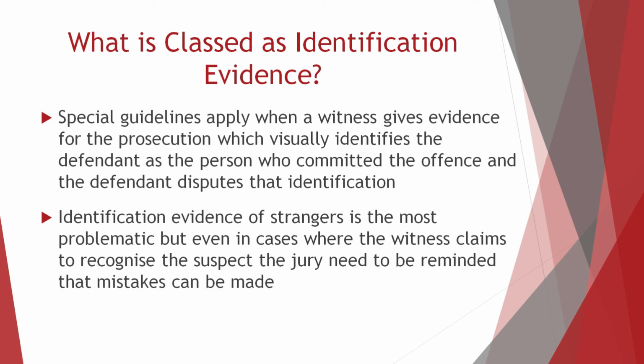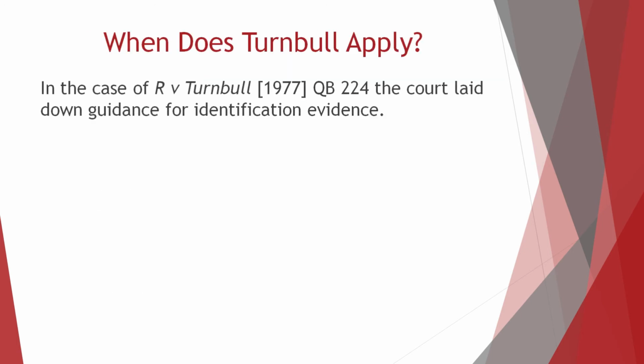Identification evidence of strangers is the most problematic, but even in cases where the witness claims to recognise a suspect, the jury need to be reminded that mistakes can be made. In the case of Turnbull, the court laid down guidance for identification evidence.